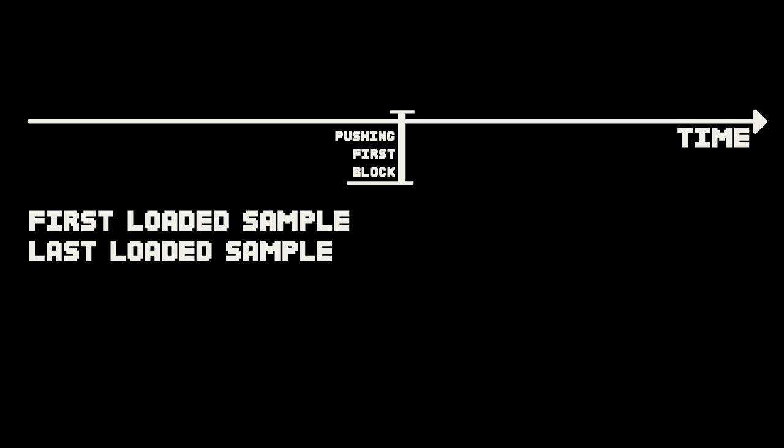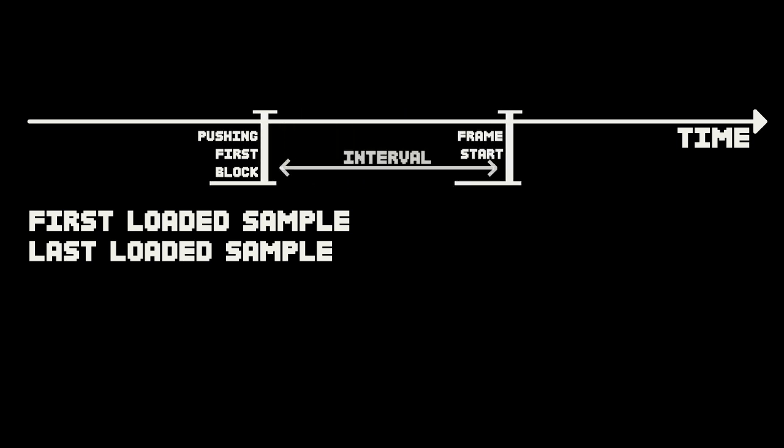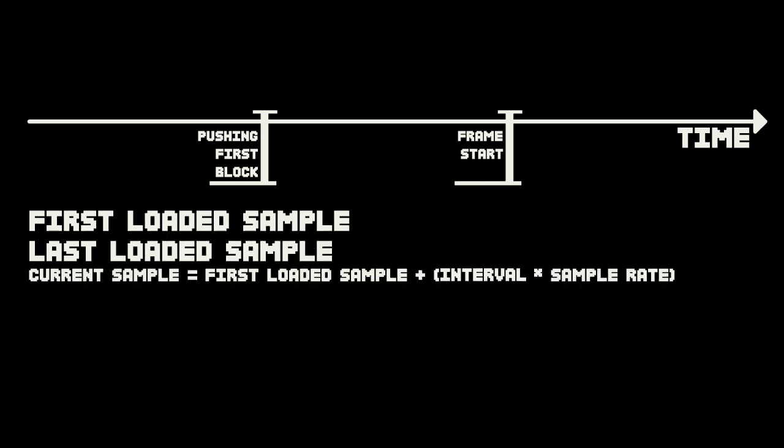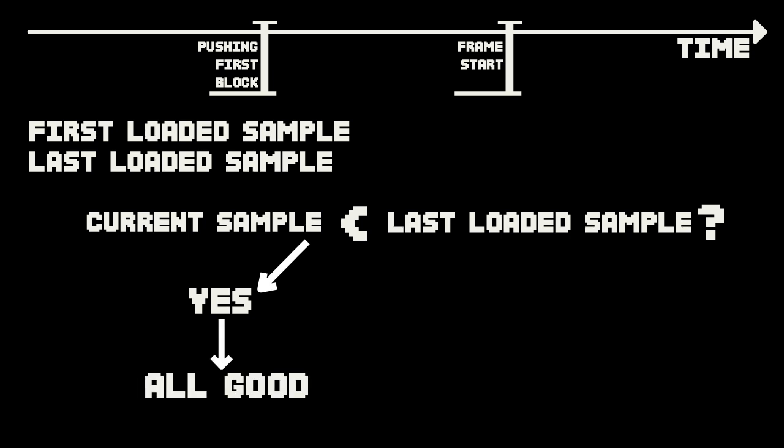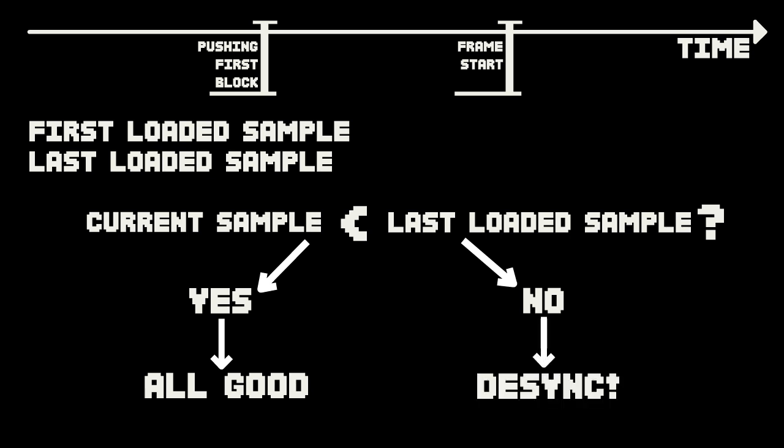After that, at the beginning of each frame, I calculate the audio position by creating a temporary timestamp to know the time interval that passed since I loaded the first audio block. Using this interval, I can calculate which sample is supposed to be playing at this moment. If the last loaded sample is later than the current sample, that means no desync has happened and the music position can be calculated right away. If this sample is later than the last loaded sample, it's obvious that desync has occurred.